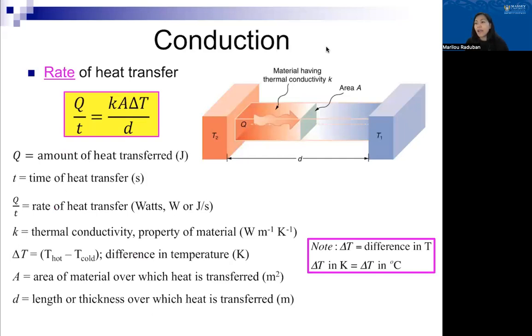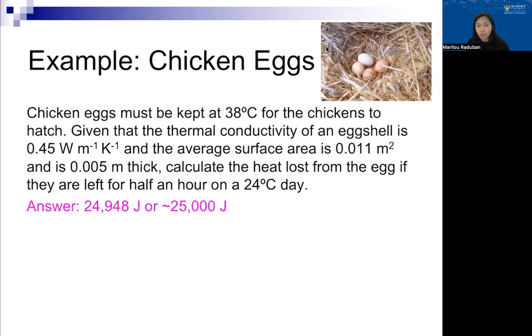Okay, I guess the best way to understand this equation is to look at an example of how we relate the amount of heat to the different parameters that affect how much heat is transferred. So let's look at this example about chicken eggs. Chicken eggs must be kept at 38 degrees Celsius for the egg to hatch. Given that the thermal conductivity of an eggshell is 0.45 watts per meter per Kelvin.